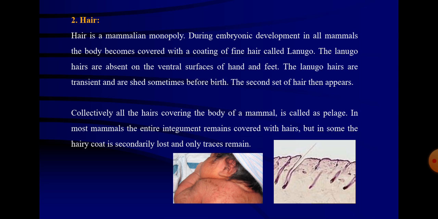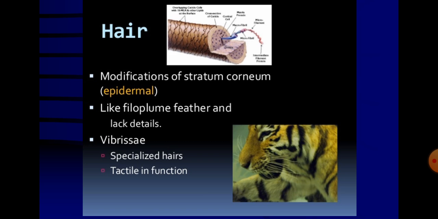Collectively, all the hairs covering the body of a mammal is called as pelage. In most mammals, the entire integument remains covered with hair, but in some, the hairy coat is secondarily lost and only traces remain. Here, it is the modification of the stratum corneum, that is, it is epidermal, like feather in aves. And here in mammals, hair is the modification of stratum corneum.